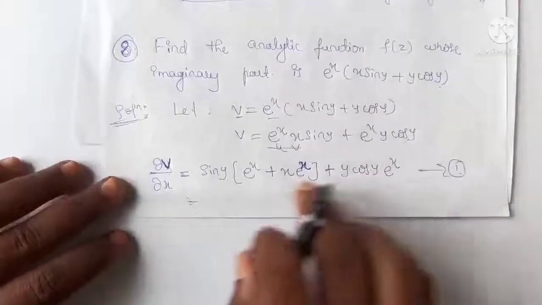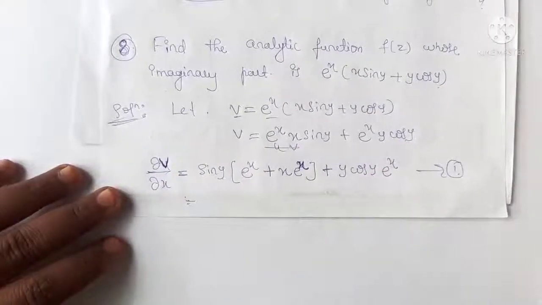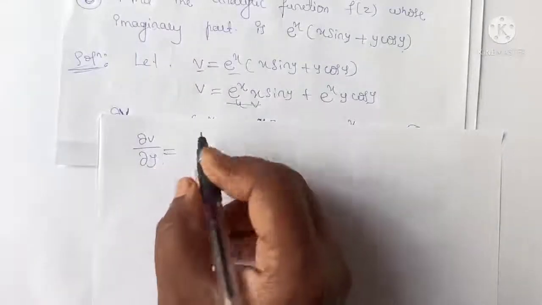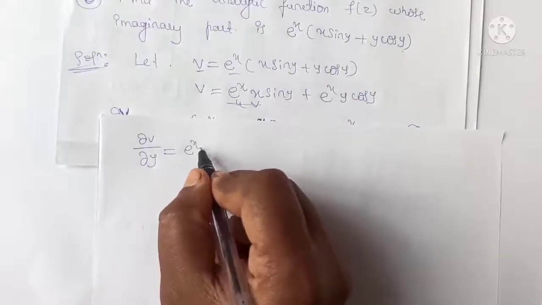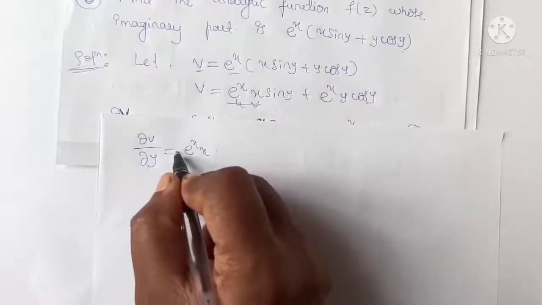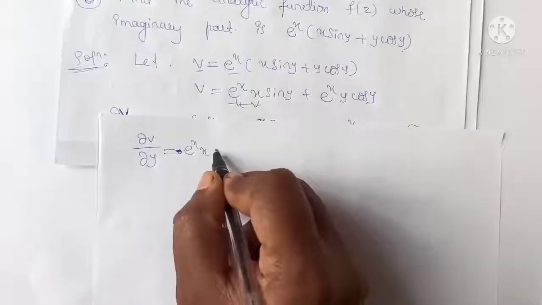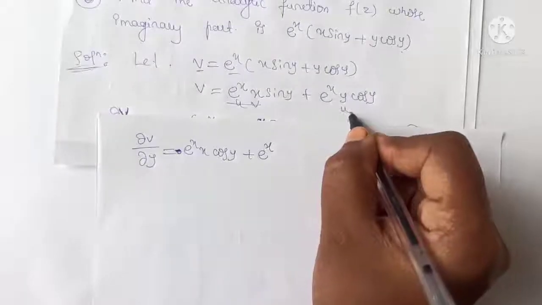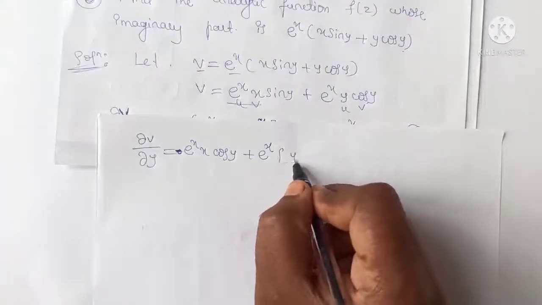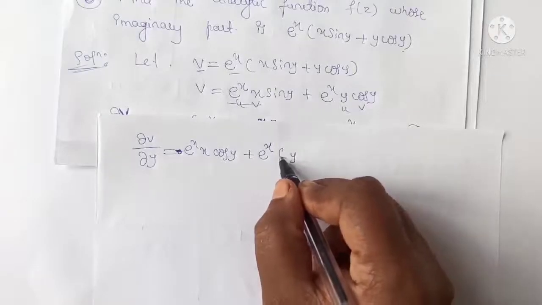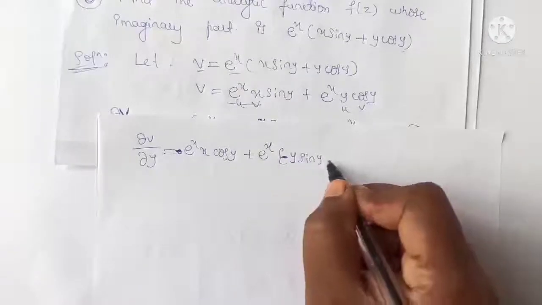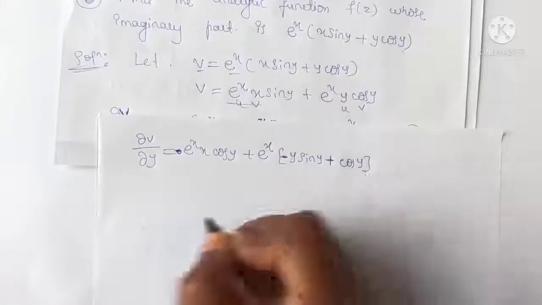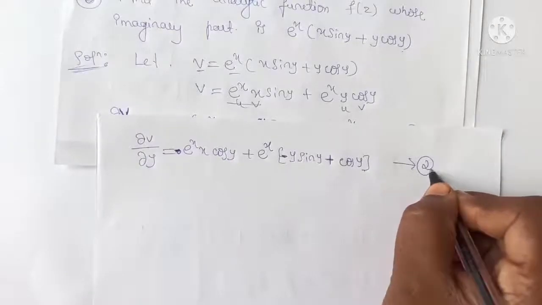Now we find the ∂v/∂y value. Differentiating with respect to y, we get e^x constant, sin y differentiation cos y, plus e^x as it is. Here you have to apply the UV rule. y as it is, cos y differentiation minus sin y, plus cos y as it is, y differentiation 1. Take it as equation 2.